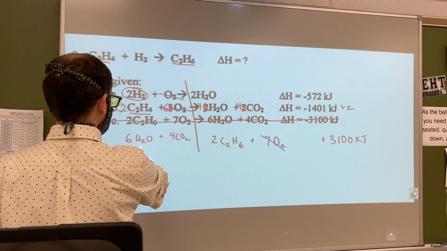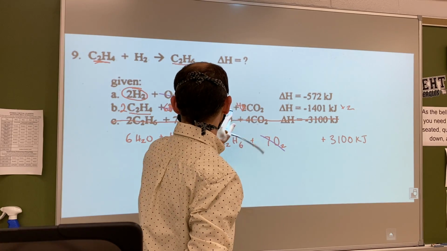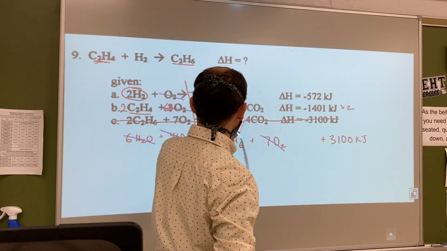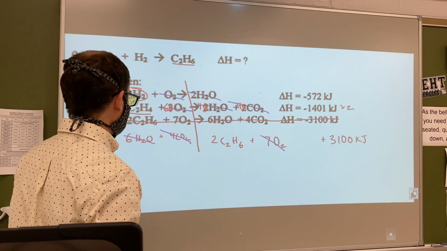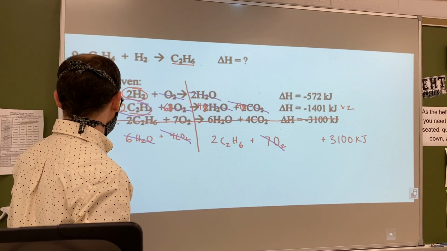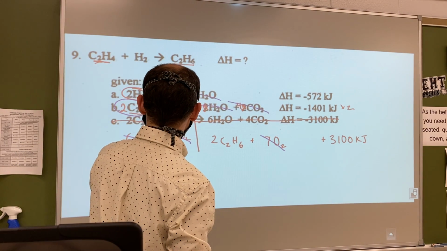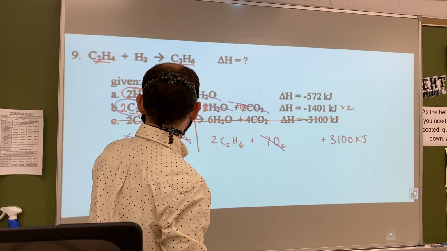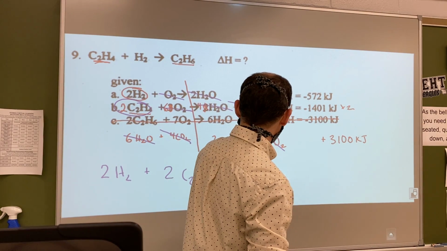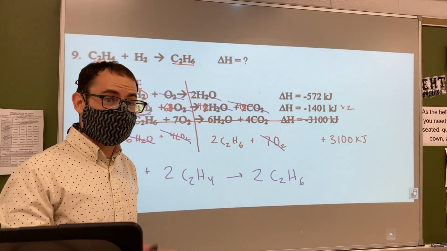Next thing that we have is 6 H2Os. We have 6 H2Os. All right. We have 4 carbon dioxides. 4 carbon dioxides, cool. Okay, so now we're left with 2H2 plus 2C2H4 yields 2C2H6, right?